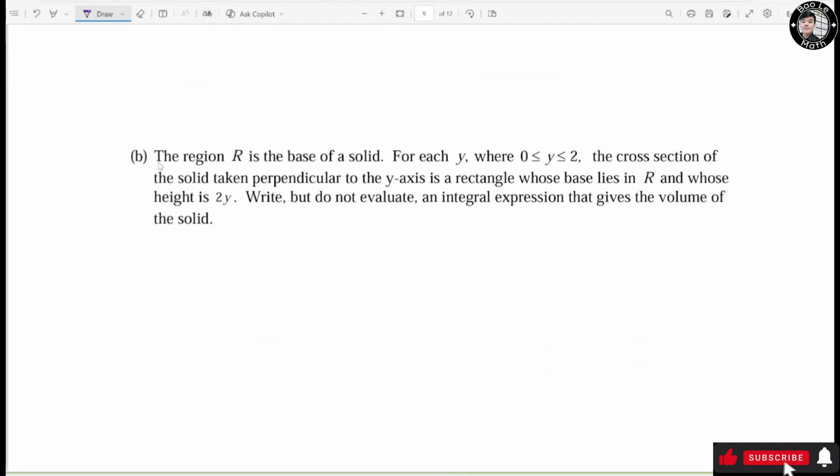Now question B. The region R is the base of a solid. For each y, where y is between 0 and 2, the cross-section of the solid taken perpendicular to the y-axis is a rectangle whose base lies in the region R and whose height is 2y. Write, but do not evaluate, an integral expression that gives the volume of the solid.